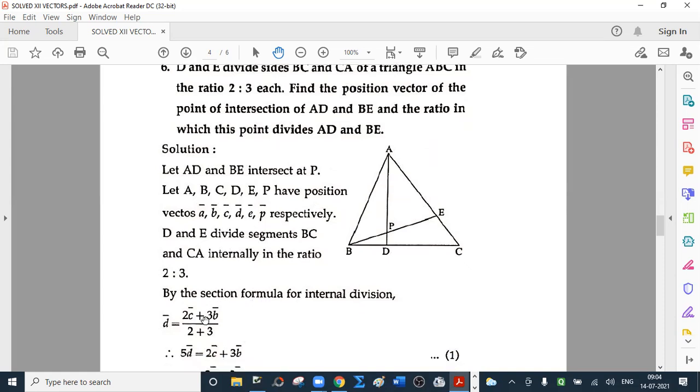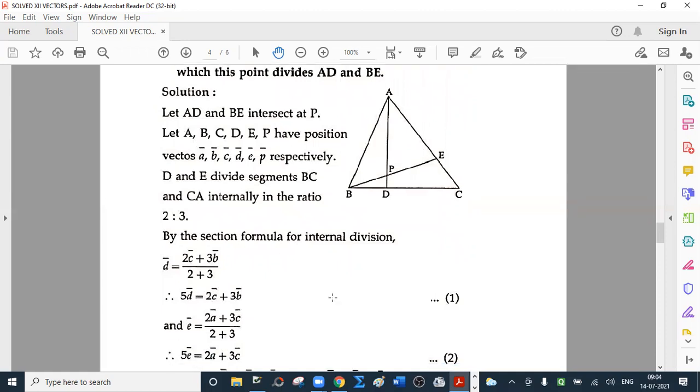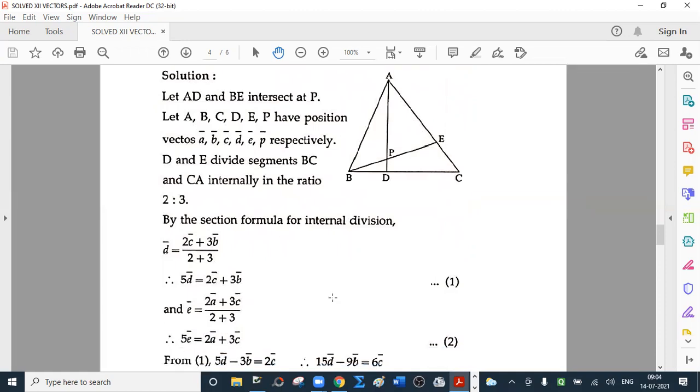Let A, B, C, D, E, P have position vectors A bar, B bar, C bar, D bar, E bar, P bar respectively. Now D and E divide segments BC and CA internally in the ratio 2:3. So apply section formula. D bar is 2C bar plus 3B bar upon 2 plus 3. So what is 5D bar? It is 2C bar plus 3B bar. First equation. Similarly, what will be E bar? 2A bar plus 3C bar upon 2 plus 3. So this gives me 5E bar equal to 2A bar plus 3C bar.